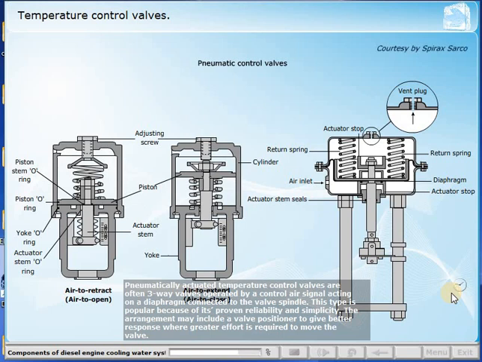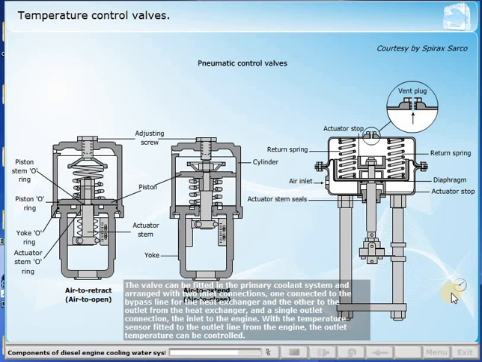Pneumatically actuated temperature control valves are often three-way valves, operated by a control air signal acting on a diaphragm connected to the valve spindle. This type is popular because of its proven reliability and simplicity. The arrangement may include a valve positioner to give better response where greater effort is required to move the valve. The valve can be fitted in the primary coolant system and arranged with two inlet connections, one connected to the bypass line for the heat exchanger and the other to the outlet from the heat exchanger, and a single outlet connection, the inlet to the engine.